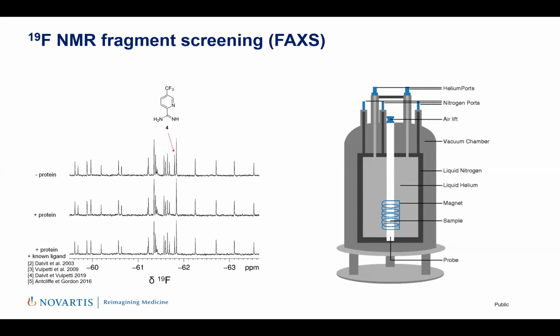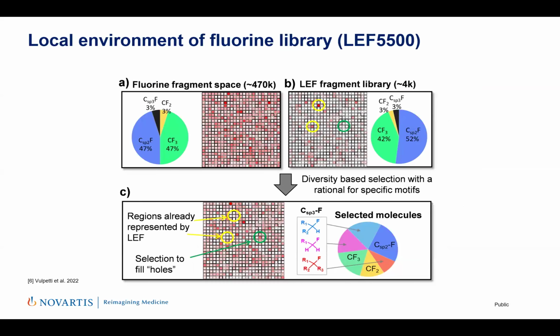One of the most important things to know in this context is where the peaks appear so that we can really assign those back to the compounds. So we have a static fluorine library for this, the LEF 5500, and it tries to do what most fragment-based libraries do, that is cover as much of the chemical space as possible. And this is a little bit of a demonstration of how we try to do that in the expansion of the LEF 4000 to the 5500 compounds it is now.